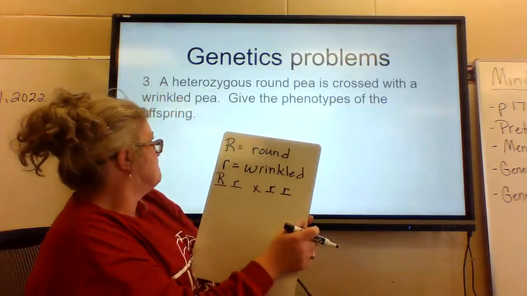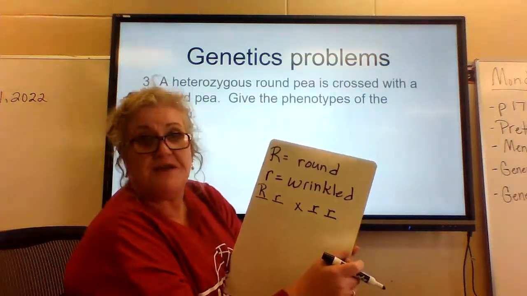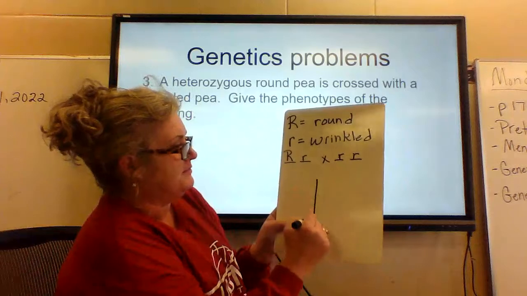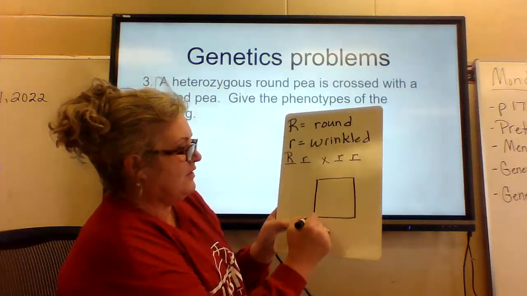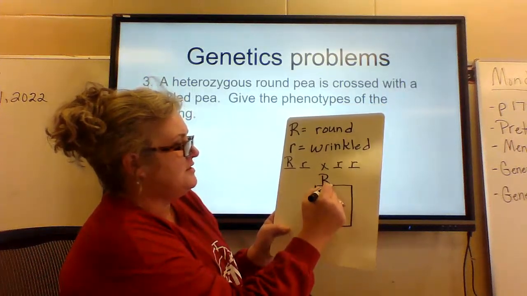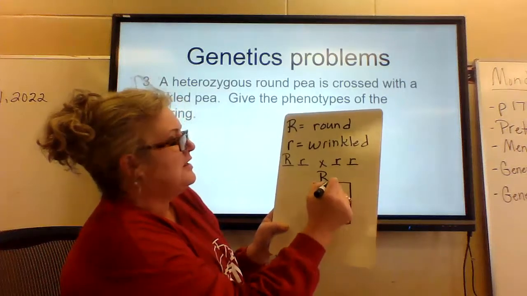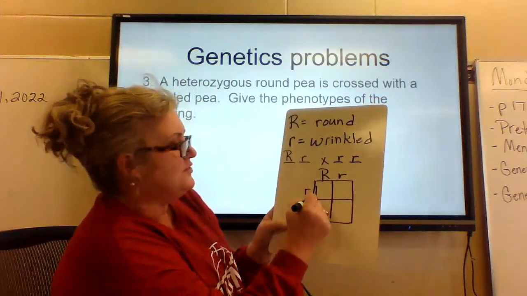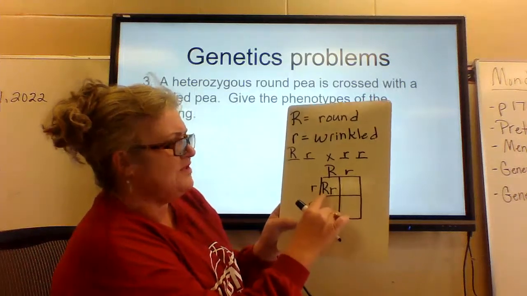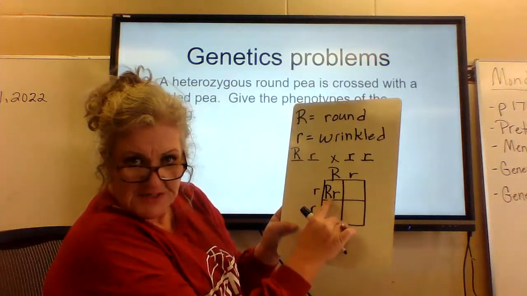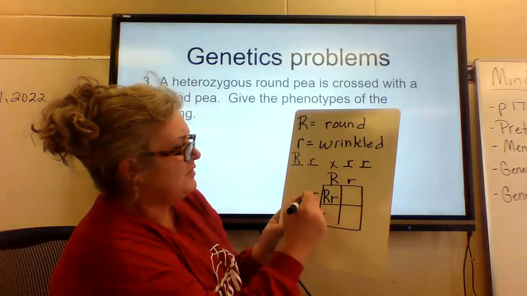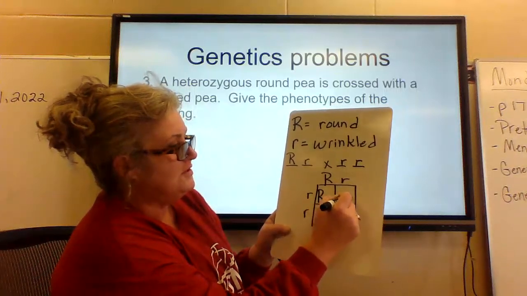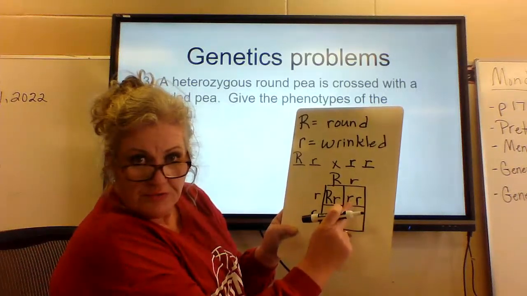Okay. Give the phenotypes of the offspring. Let's make us a little Punnett square. We got big R across the top, and little r, little r, little r. So first one, big R and little r. Is that one going to be round or wrinkled? What's his phenotype? Round, right? 2 little r's. Round or wrinkled? Wrinkled.